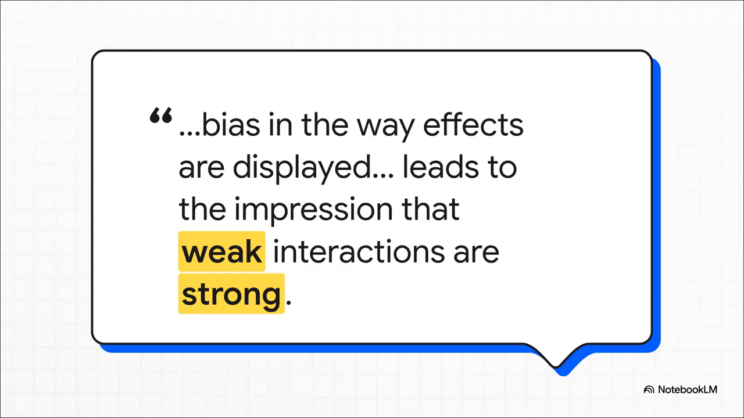I mean, the researchers' own conclusion says it all, and it's pretty powerful. They say, "There appears to be bias in the way these effects are displayed, which could lead to the impression that weak interactions are strong ones." This isn't just about a few sloppy charts. This goes to the very heart of scientific integrity.